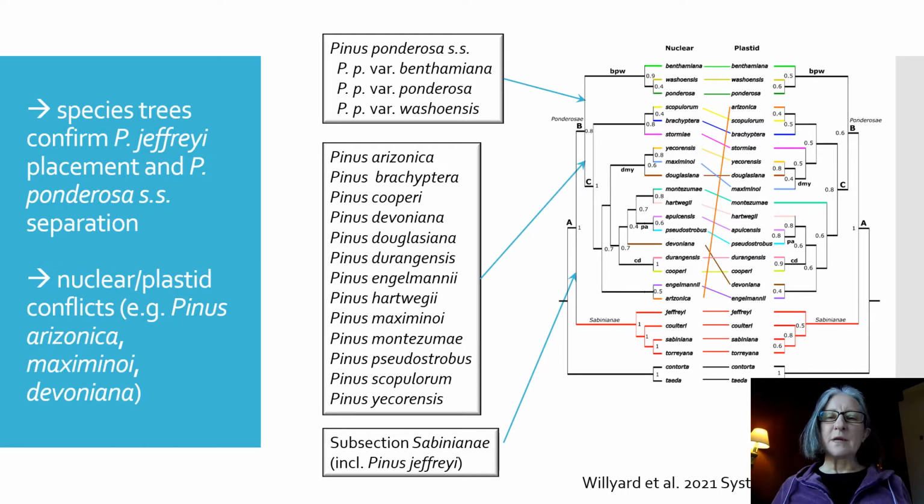Also, the separation within what is traditionally ponderosa pine goes all the way back to this node B, so the scopulorum and brachyptera resolve with all of these mostly Mexican taxa. So most of the nuclear and plastid are congruent, but there's a few examples like Pinus arizonica where they differ.